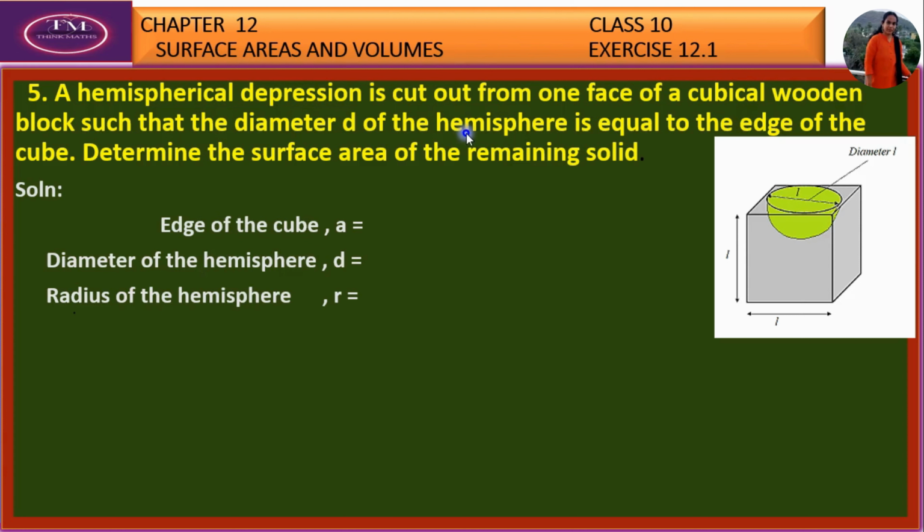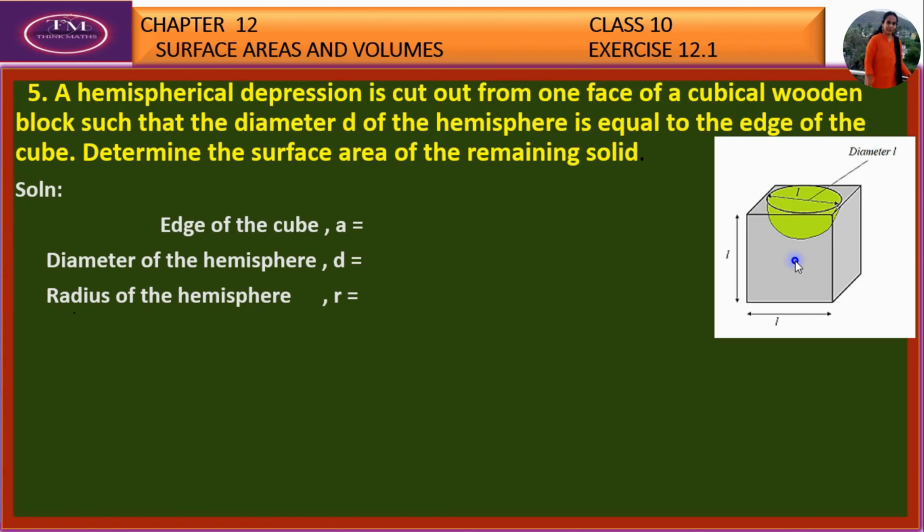Okay, so what are the data given? A hemispherical depression is cut out, so it has been taken out from the cubical block. Now the diameter of the hemisphere and the edge of the cube are the same. So the edge of the cube, if you note it as l, is the same as the diameter of the hemisphere.